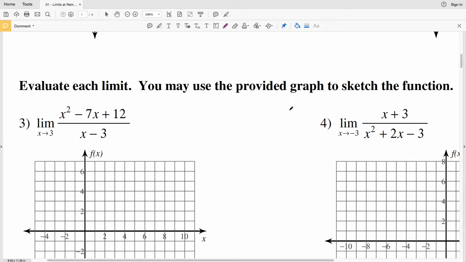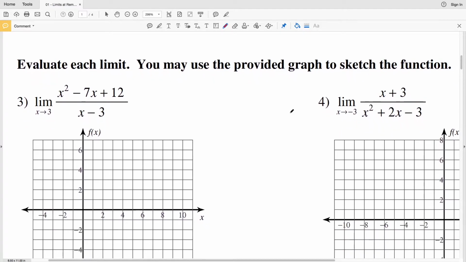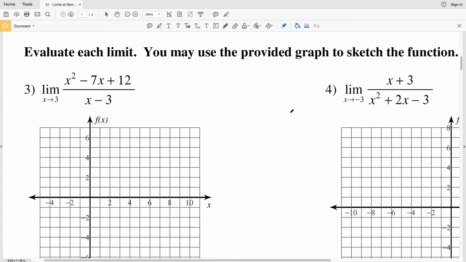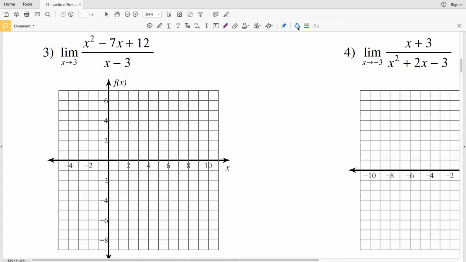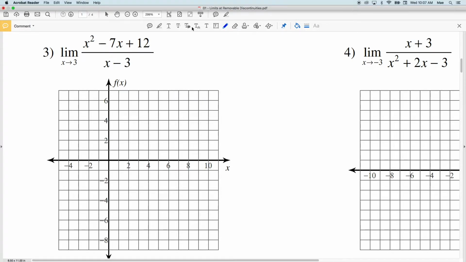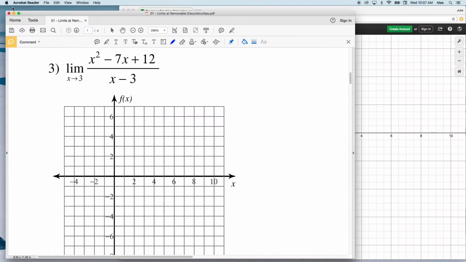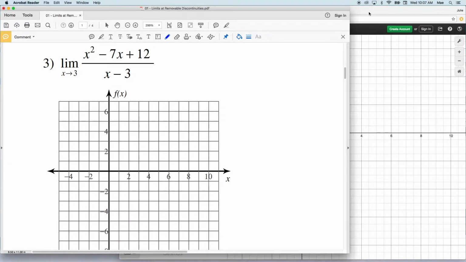In numbers 3 and 4, we're to evaluate each limit. You may use the provided graph to sketch the function. And you can see at that point, if we were to plug in 3 for x, we would have 3 minus 3, which equals 0. Therefore, we're going to have a discontinuity when x is equal to 3. But let's graph and see what that limit would be. And I'll graph using an online graphing calculator, but feel free to use a t-table if you want.